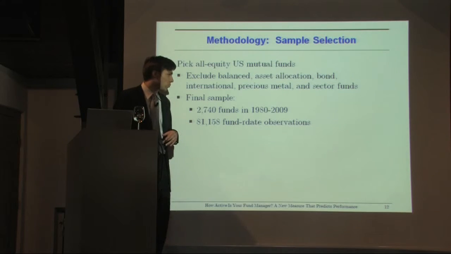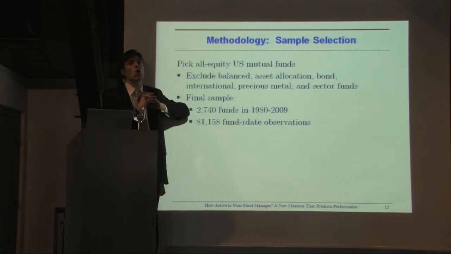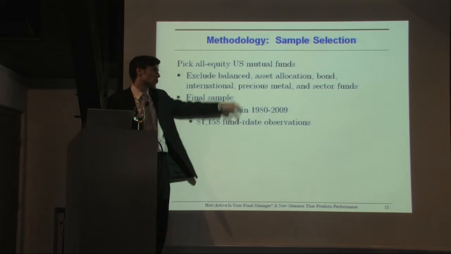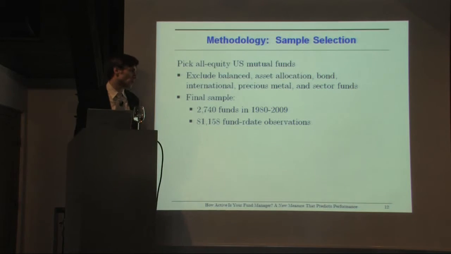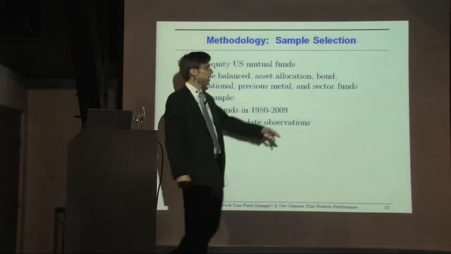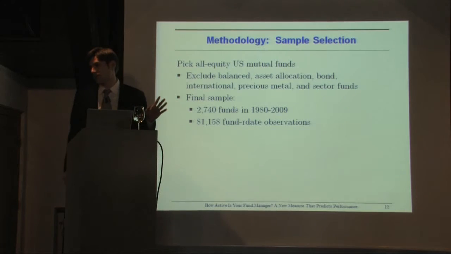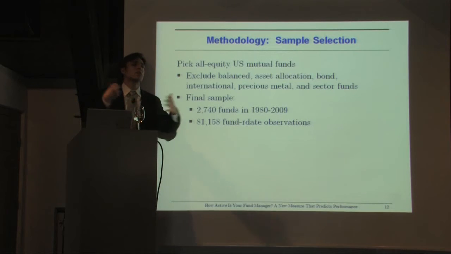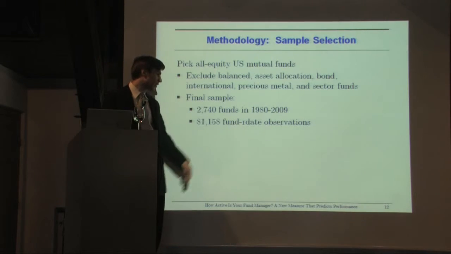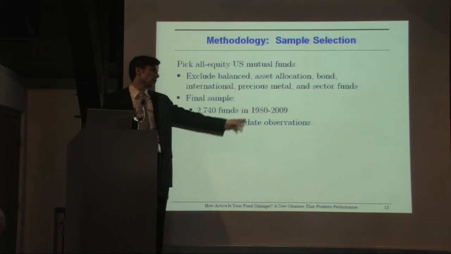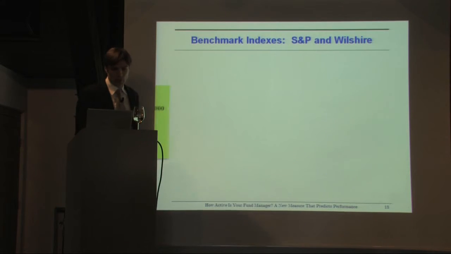Now, what does our sample look like? Well, we want to pick mutual funds that are all equity. So all equity US mutual funds, which basically means we're excluding balanced funds, asset allocation funds, and precious metal funds. We also want to exclude sector funds because we don't have good benchmark indices for them. So we use the ones that have diversified benchmarks such as the S&P 500, Russell 2000, and so on. The final sample is about 2,700 funds over a 30-year time period. So that's what we're working with.